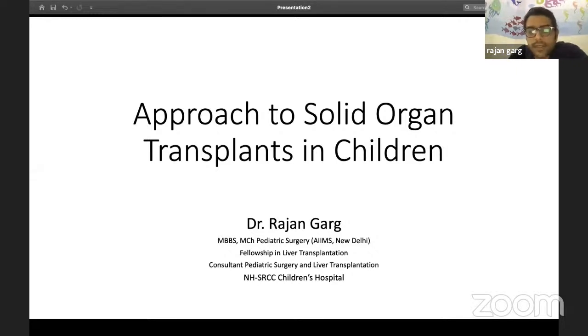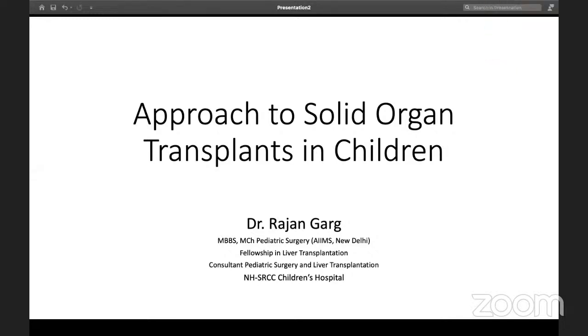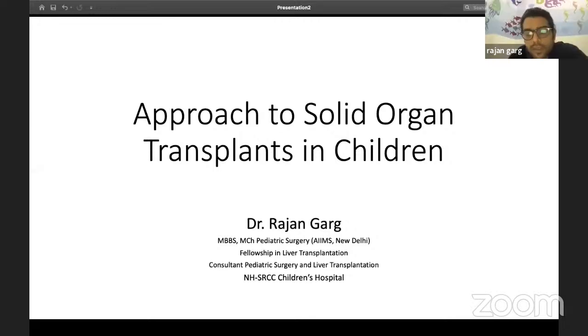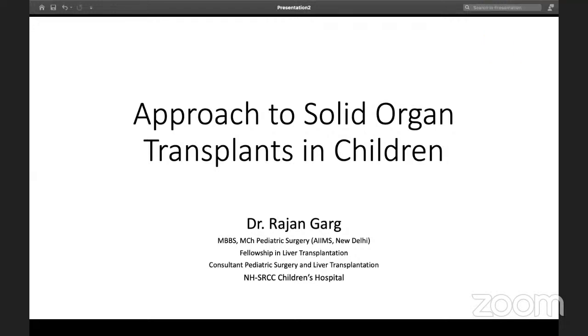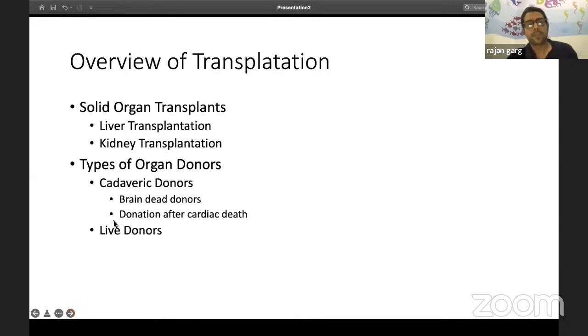The rest, intestinal transplants are not yet a common thing in India as of now. And there are other transplants, for example, multivisceral and pancreatic transplants. They are also not very common in India as of now. So, solid organ transplants which are commonly done are the liver and kidney transplants.